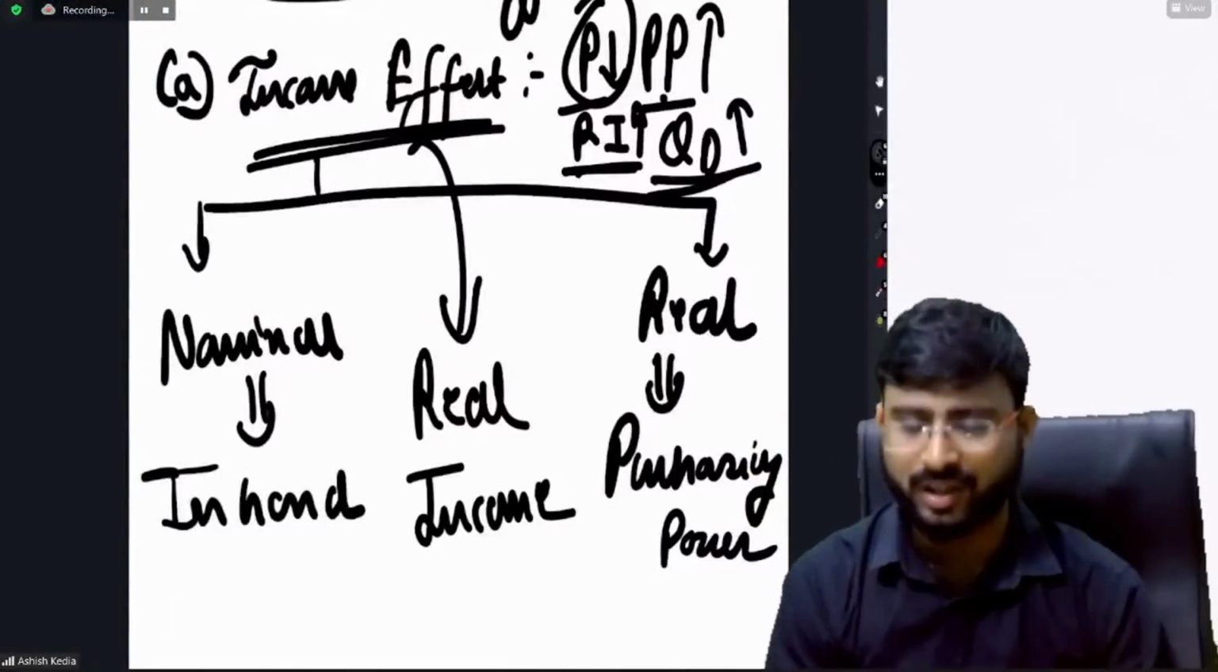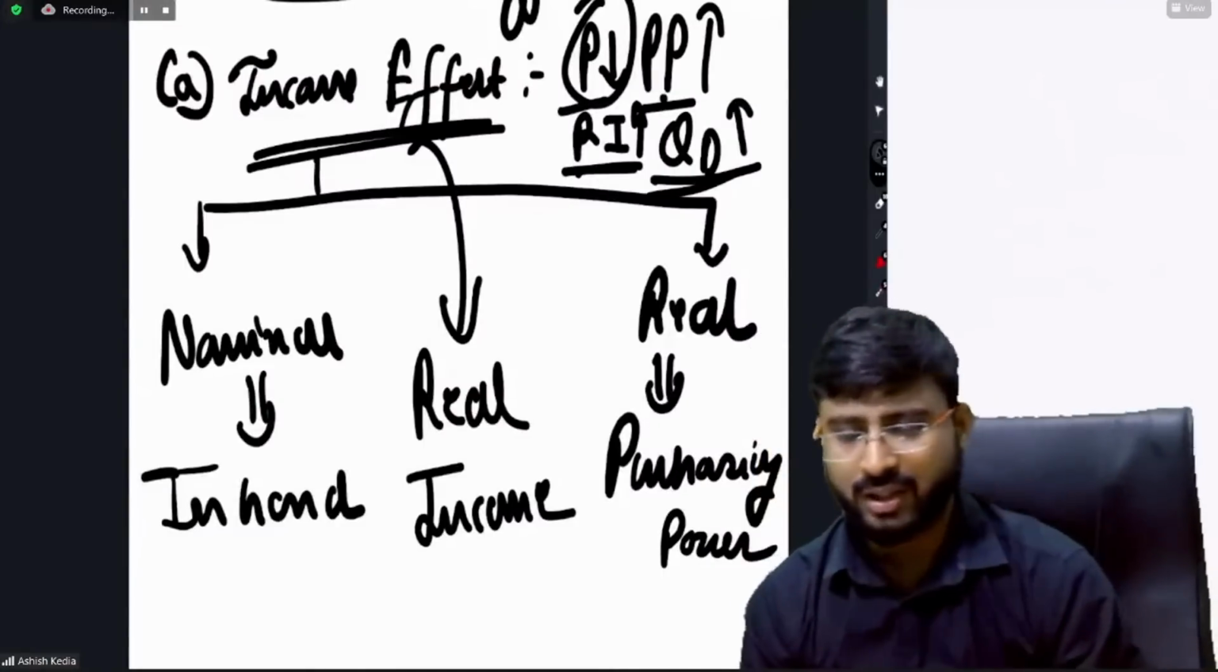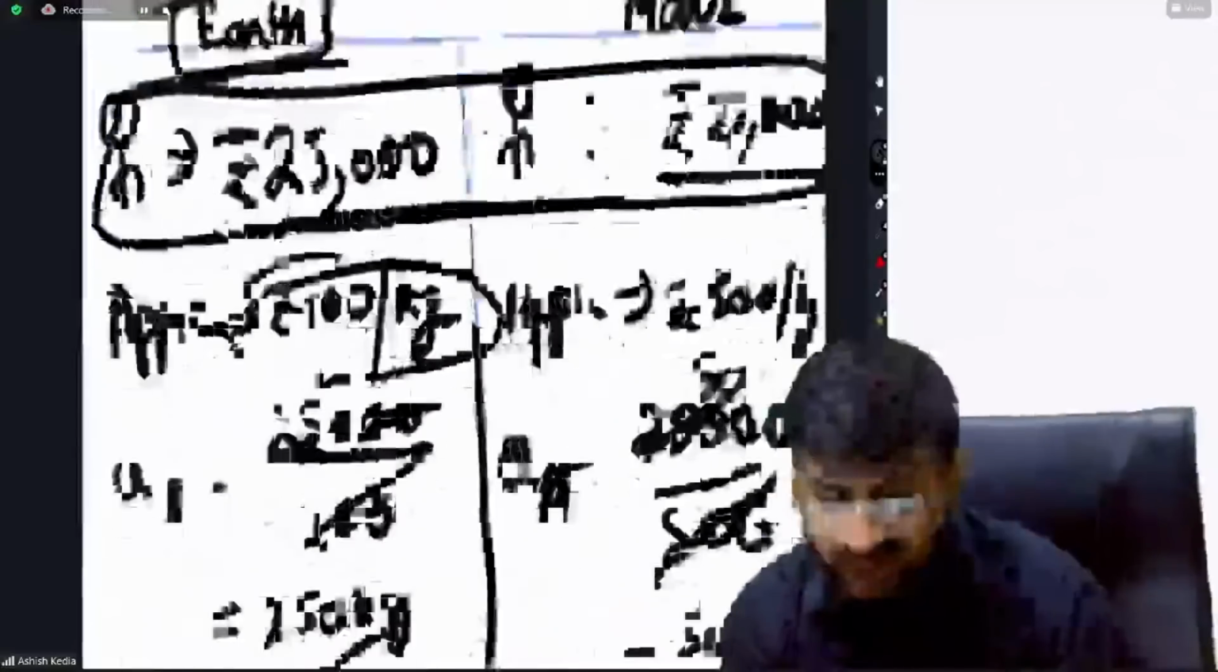Great. So friends, if this much is clear, income effect is also done and substitution effect is also done. Sir, in Hindi, can you explain?